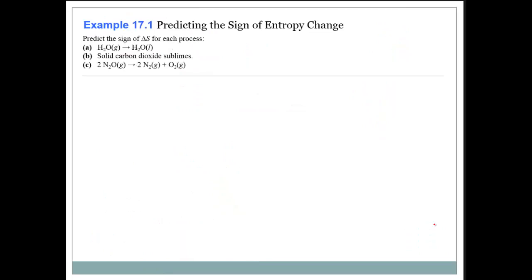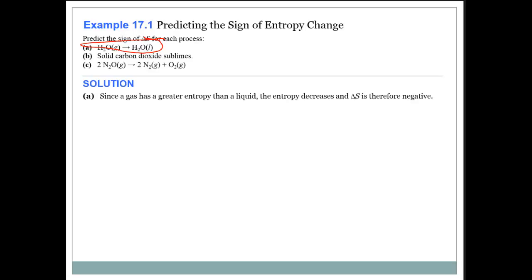So let's do this again. Letter A, we're going from gas to liquid. It's becoming more organized. We're condensing it down. Therefore, entropy is negative. Solid carbon dioxide sublimes, which means it's going from a solid to a gas, becoming more disorganized. Therefore, it's going to be positive.